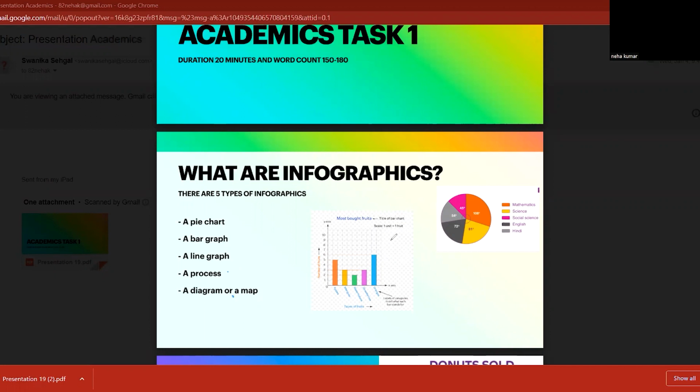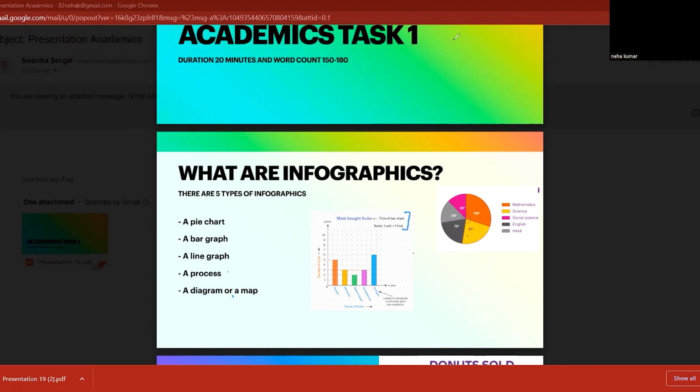This is a bar chart. You will be presented with some parameters on the y-axis and the x-axis, and you need to read these rubrics very carefully. This is a pie chart. Sometimes they give you two graphs as well, a pie chart and a bar chart combination, or a process which you have to describe. So this is what the infographics look like, followed by a question.